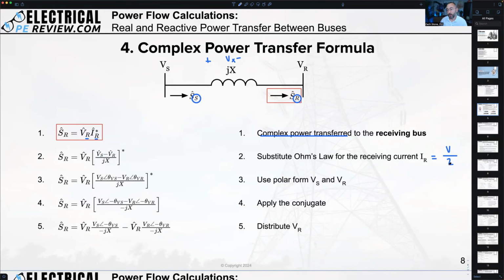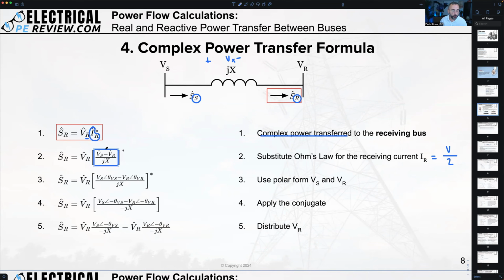Next, what's our complex impedance? All we have is a reactance. So we've got jX on the bottom. That's it. This entire I_R term is right here. That's the current flowing from the sending bus to the receiving bus.